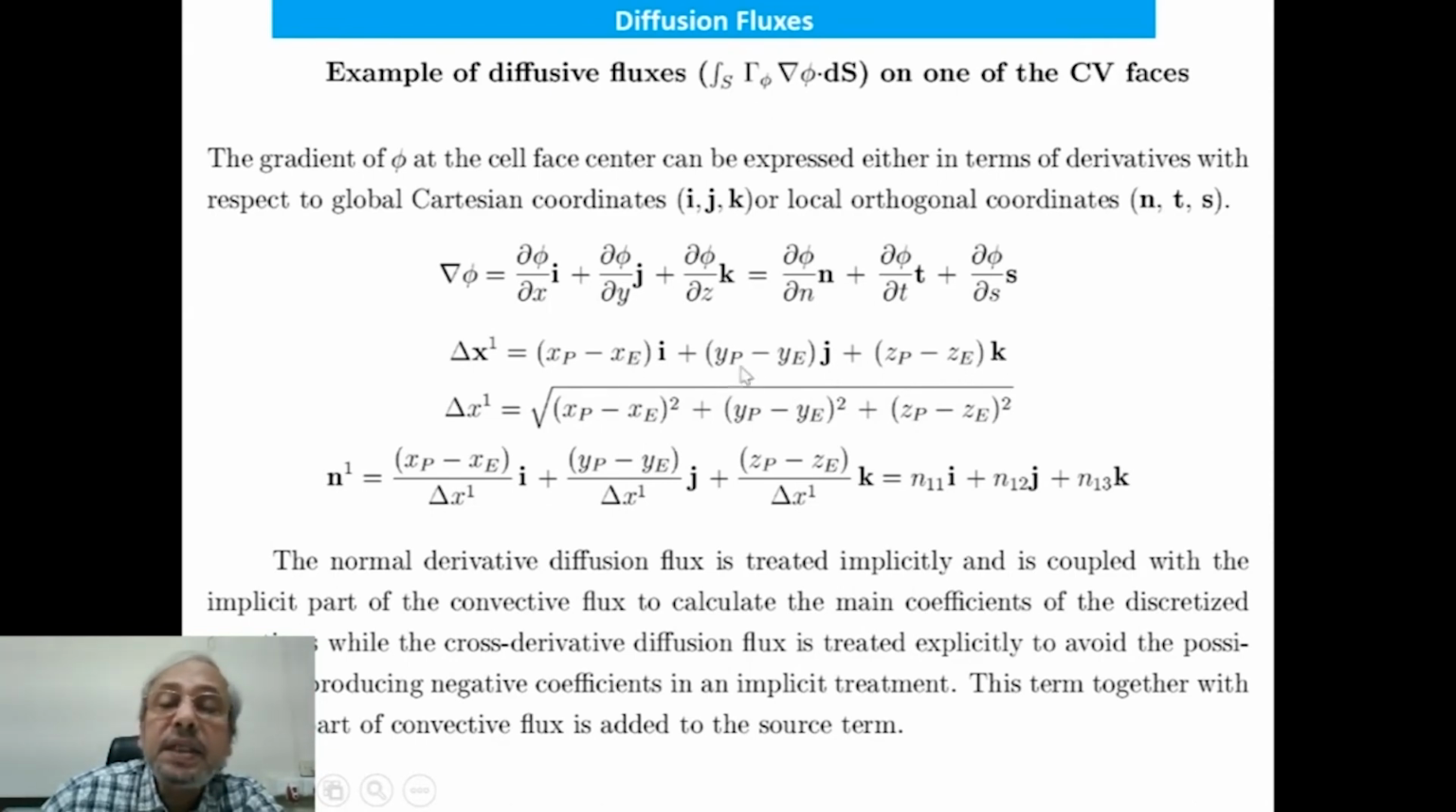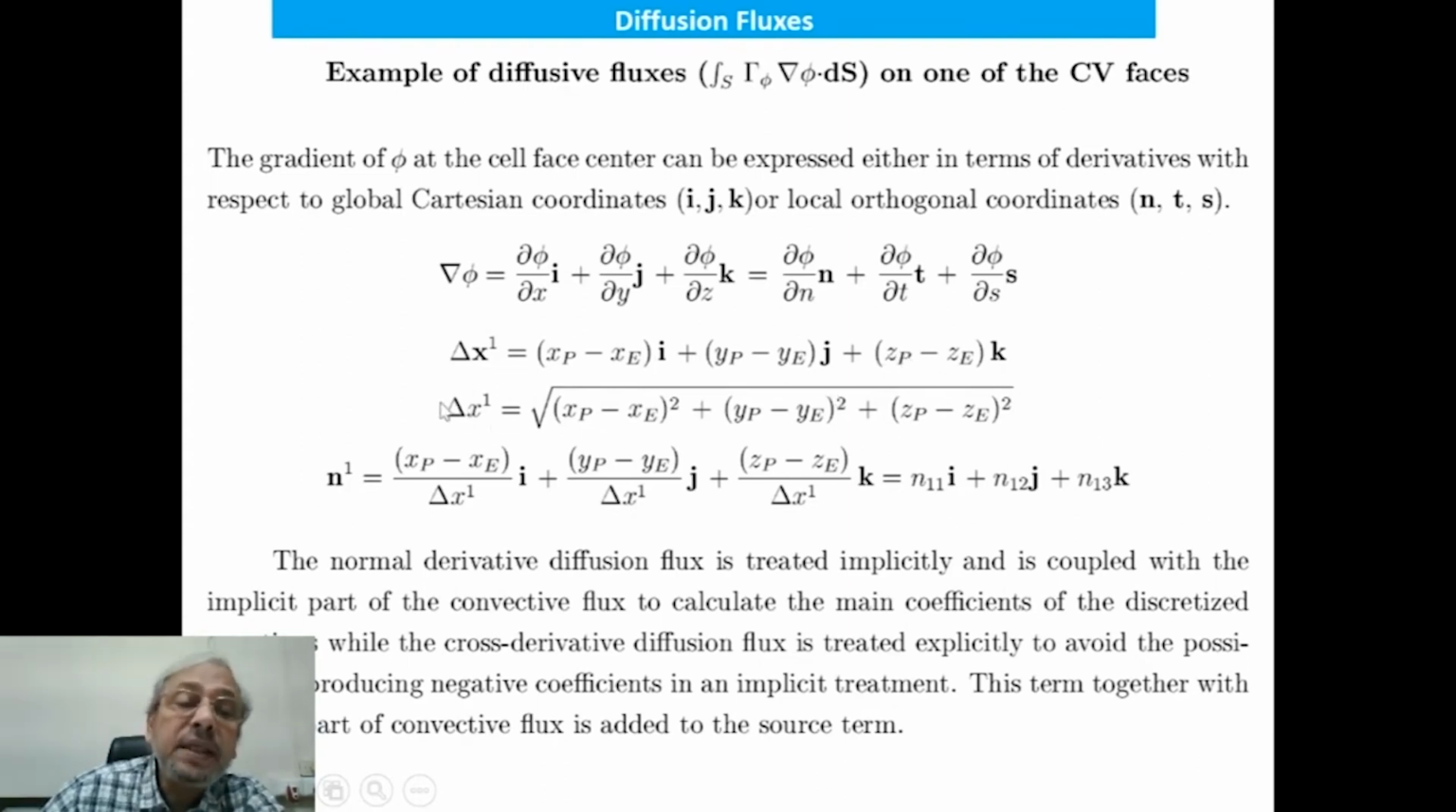These xe, ye and ze are defined at the center of the eastern neighboring cell, and xp, yp, zp are defined at the cell of interest, that means the P cell.